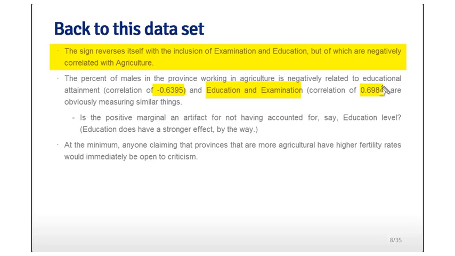So the obvious question is, which is the right model? The marginal model that disregards education, which doesn't reverse sign, or the model with education and examination in there, which causes this agricultural coefficient to reverse sign? Which one, with those guys in or with those guys out, is the right model? Okay. So one could conjecture in this case whether or not this positive marginal effect is an artifact of not having accounted for education level.